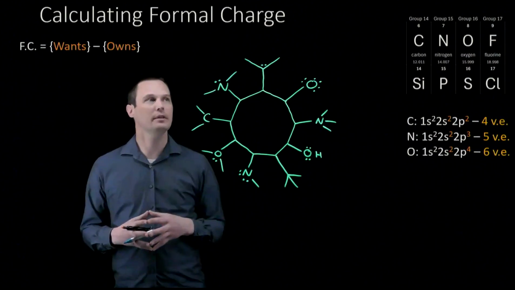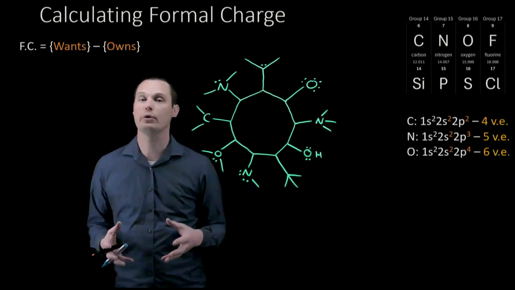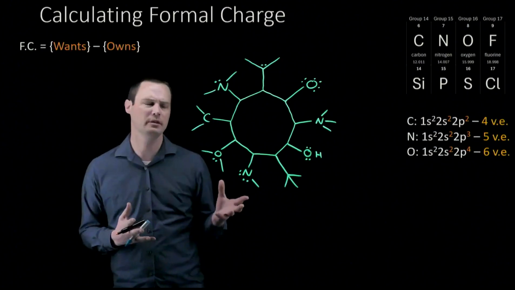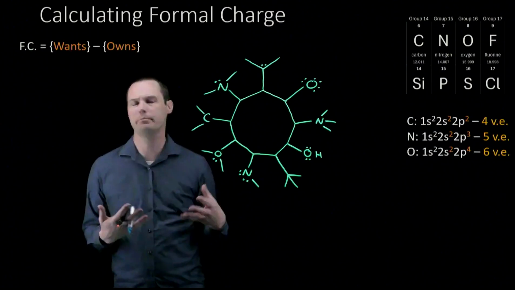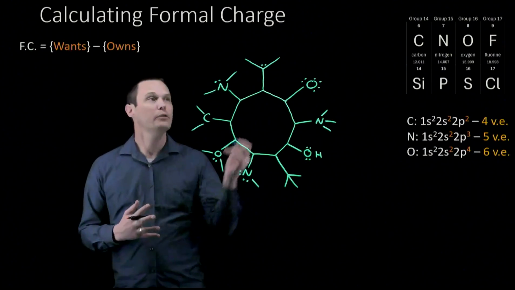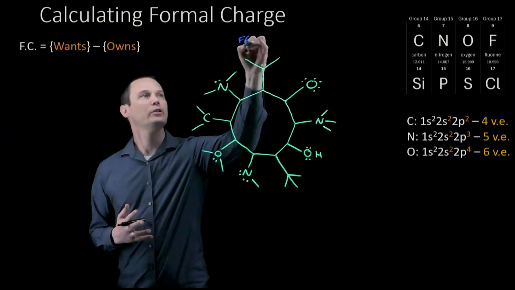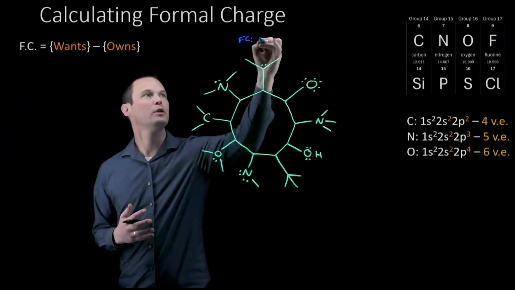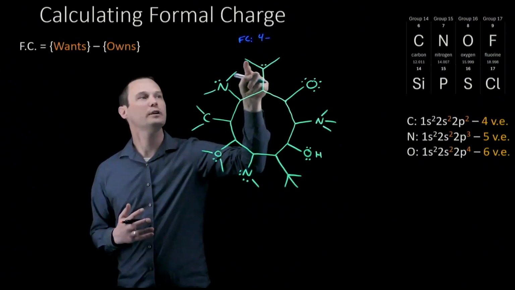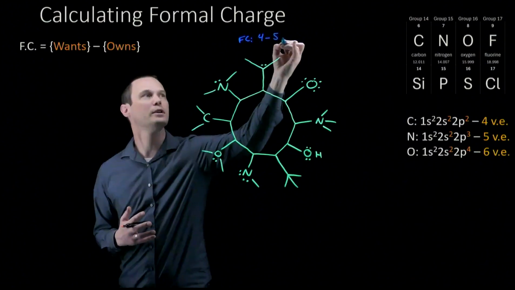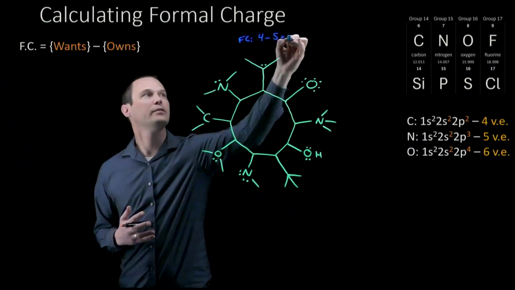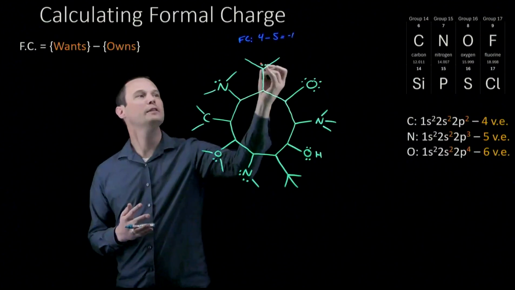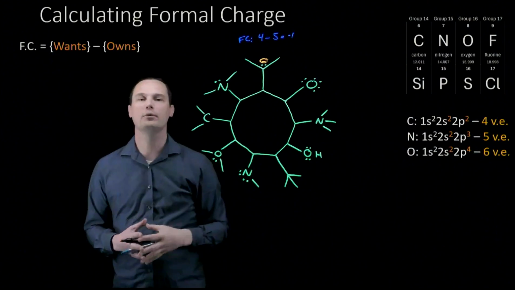Let's start with this carbon on the top of this fictitious molecule, and let's work through all of these examples. There's no possible way this molecule could actually exist. It would be really unstable, but this is just for example purposes. If we look at this carbon, carbon wants 4 electrons in its neutral ground state configuration, and it owns the 2 lone electrons and half of the 6 bonding electrons, so 2 plus 3 is 5 total electrons that it owns. 4 minus 5 equals -1, so the formal charge on this carbon atom is a -1 formal charge.